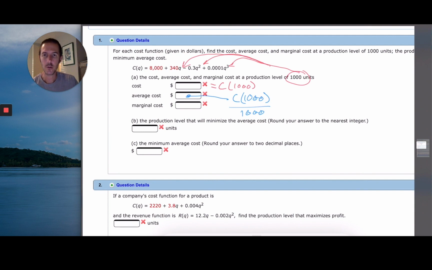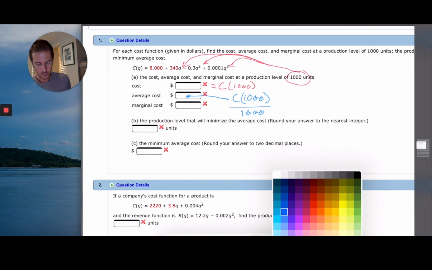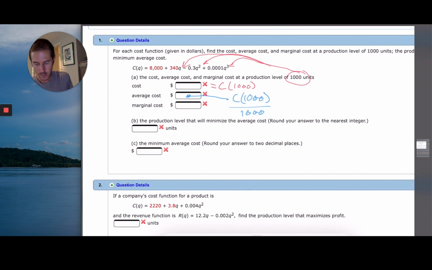And the marginal cost. I want purple. Give me purple. Thank you. This is not working. There we go. This marginal cost will be C prime of 1,000. So you'll have to take the first derivative of the original cost function and then plug in 1,000, do some arithmetic, use a calculator, whatever you're allowed to use, and you'll have yourself an answer.